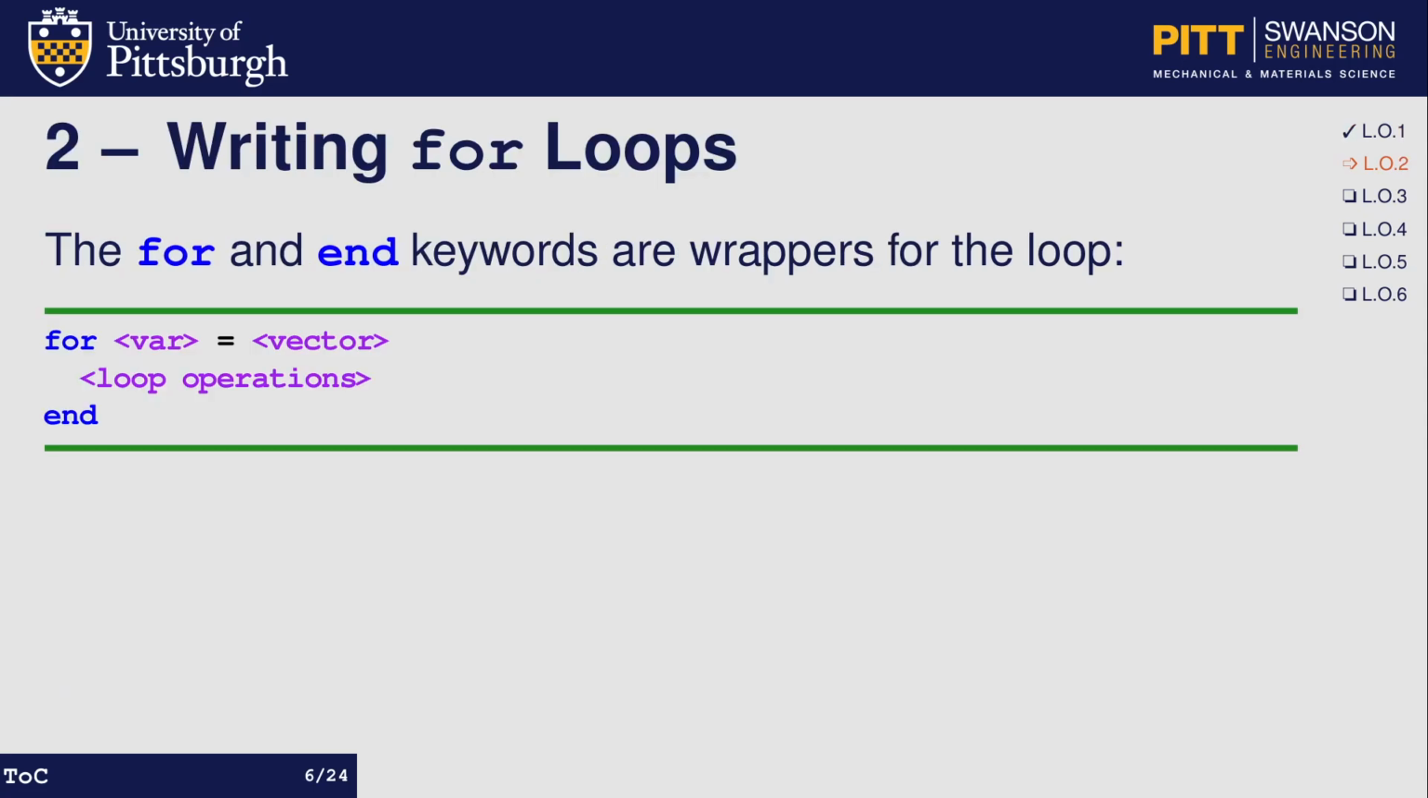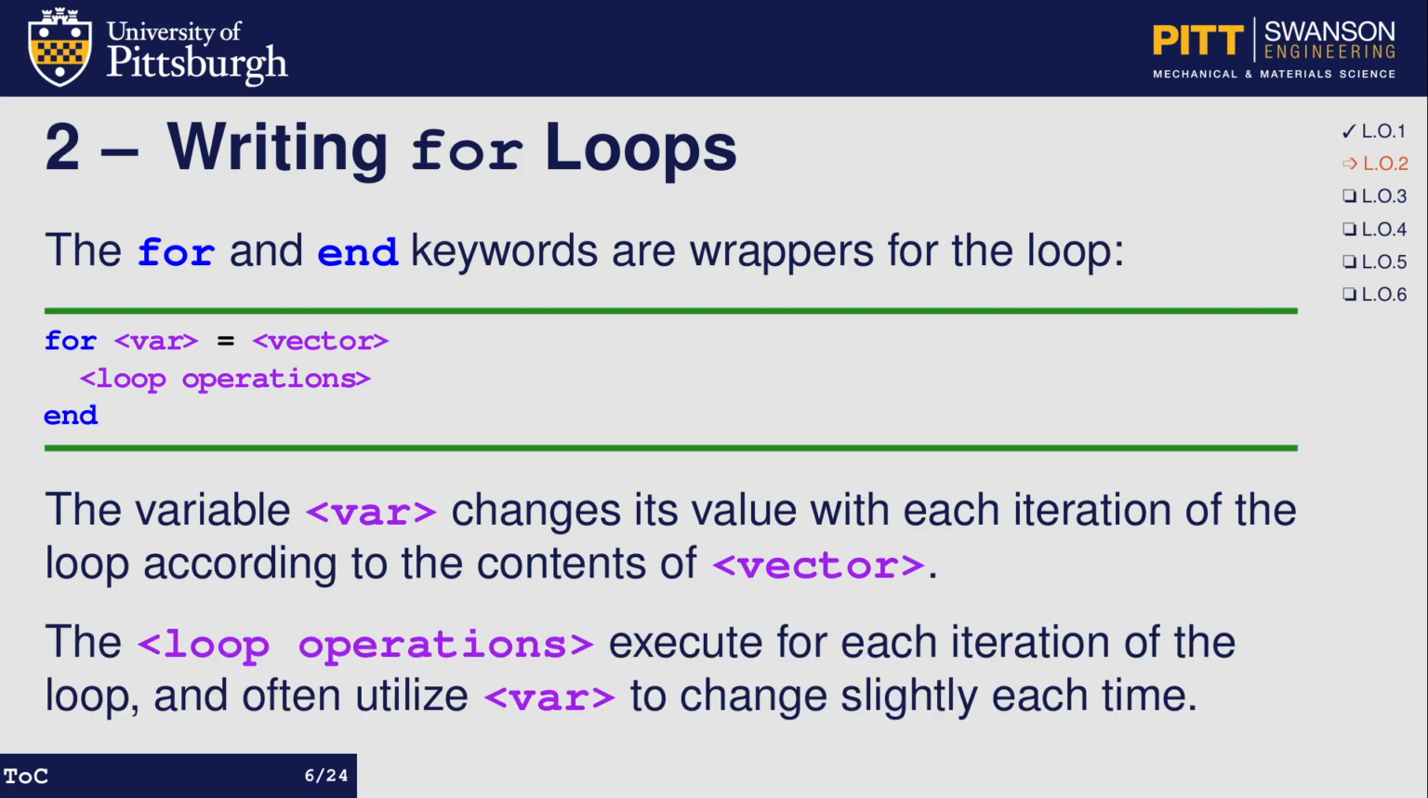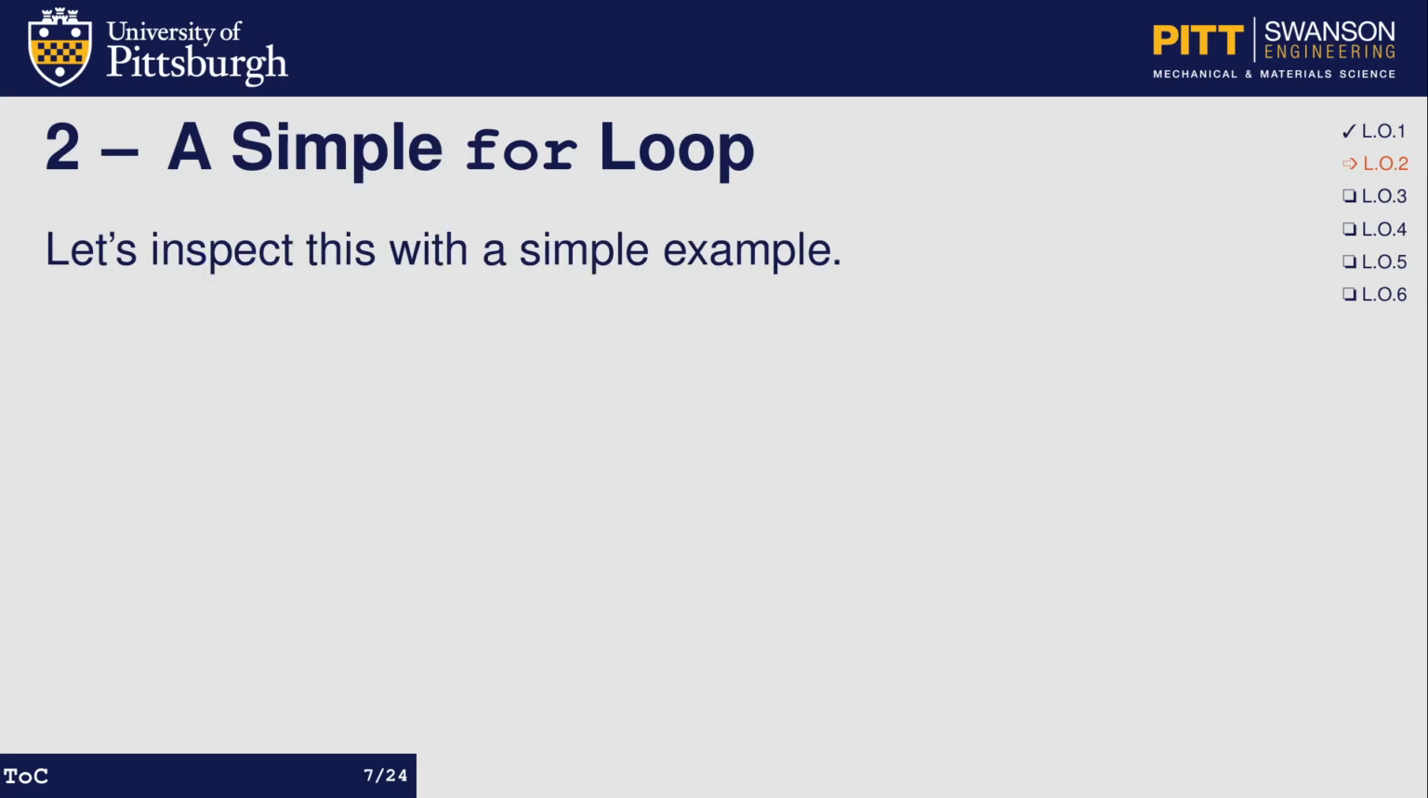Structurally, the for and end keywords are used as wrappers for the loop. The variable var here is what changes its value with each iteration of the loop, and it does so according to the contents of the vector on the right-hand side of the equal sign. Within the loop, operations execute with each iteration, and they often utilize the looping variable in some way to change what it does each time. Let's inspect this with a simple example.